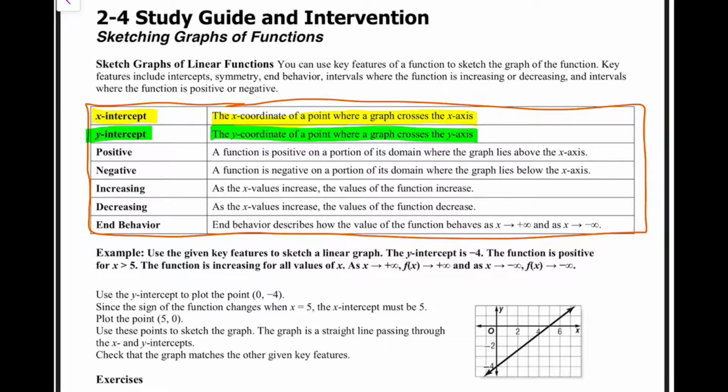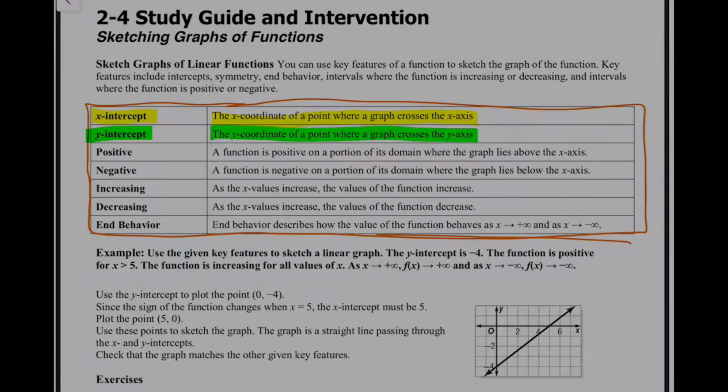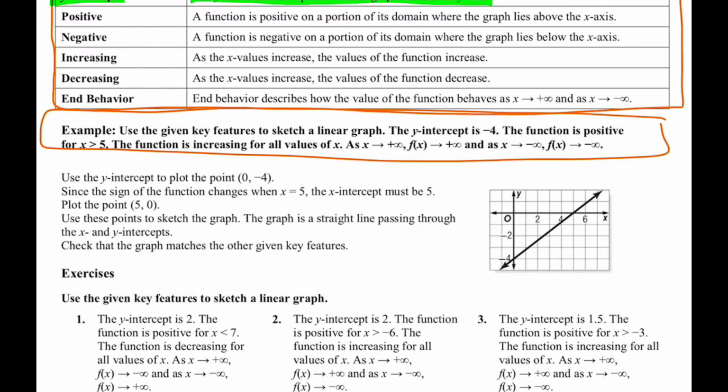Okay, so let's look at practice one right here first. It's saying use the given key features, the features above that we just looked at, to sketch a linear graph. First of all, it just told me linear. Well, it already gives me the answer here, right? It shows me that it's a linear graph. But let's confirm that with the information that's given so you can see how it's used.